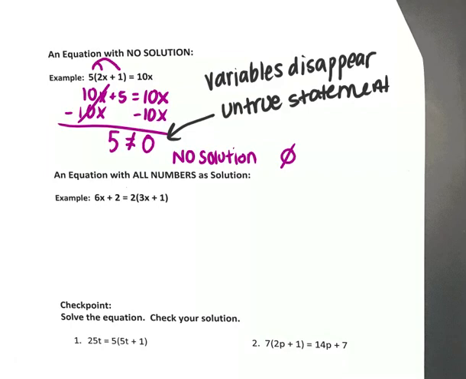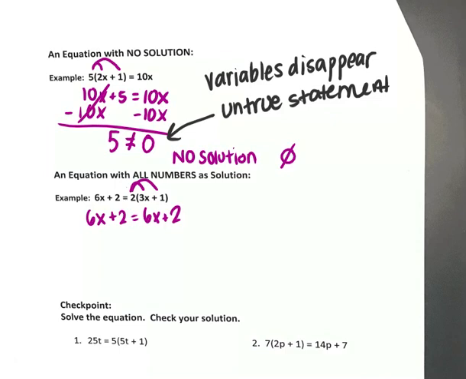Our next one is actually going to have all numbers. So if we have this, my left-hand side can't do anything, right-hand side I have to distribute. So I'm going to bring down 6x plus 2 equals 6x plus 2. And you can see now that we literally have the same exact thing on both sides of the equal sign. What's going to happen here is that means you can plug in any number, and since you're doing the same thing on both sides, it's always going to be the same thing.